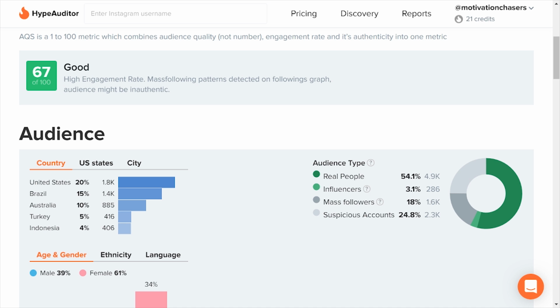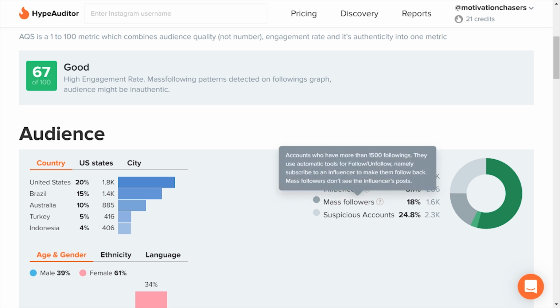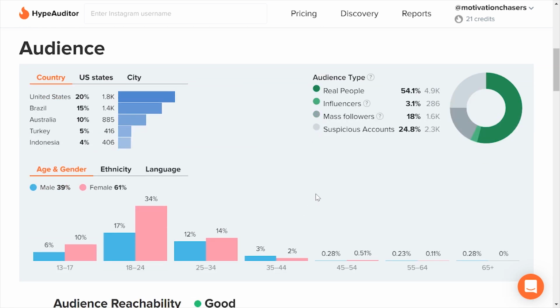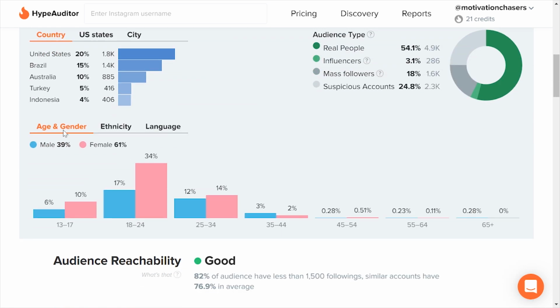So that's pretty cool. And suspicious accounts. These are accounts that look suspicious, that might be bot accounts, that don't really have much content, that might not have a profile picture. They look like spammy accounts, and you can see 24%. So this guy might want to clean up that percentage, because it's harming his engagement rate. But overall, this is not a bad score. This is actually fairly good, and the fact that you've got influencers following you too means your content is good. Age and gender, you can look into this.